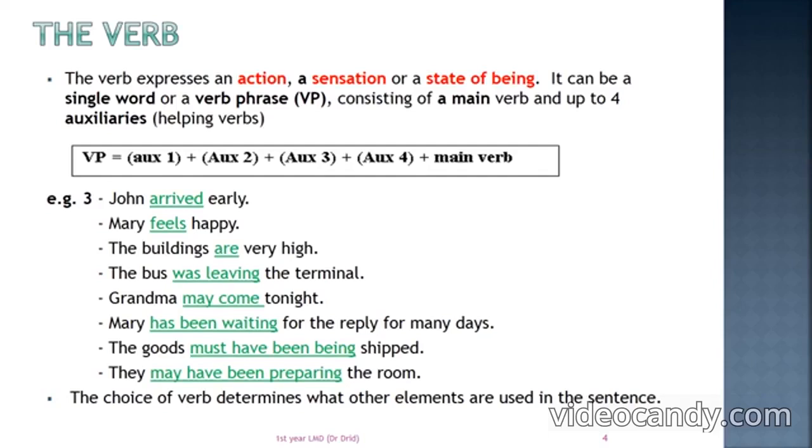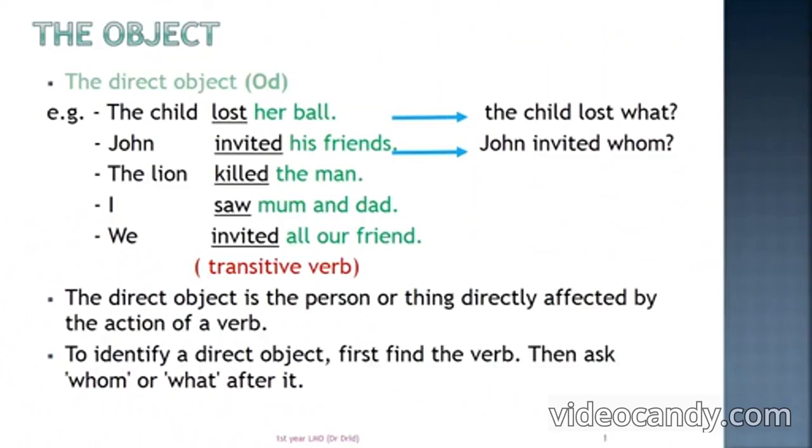We may ask ourselves about the rest of the sentence. What comes after the verb? Do we have one element, 2, 3, or what elements exactly? This depends on the type of the verb. So the choice of the verb determines what other elements are used in the sentence. The object. There are 2 types of objects in English: the direct object and the indirect object.